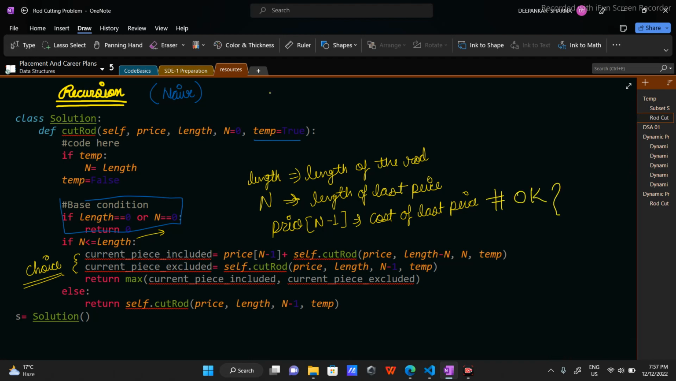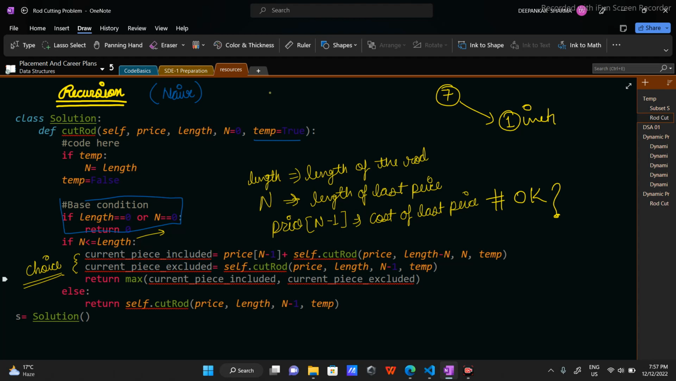So what's happening here? If the length of the last piece is less than the length of the rod that I am remaining with, like, I had the choice of including a 7 inches piece. So what am I left with? I'm left with 1 inch. Then again, I will check if I could include another piece in this 1 inch length piece or not. So if the length of that piece is 1 inch long, then I will have the choice. Either I will include it or I will exclude it. Otherwise, I have to exclude it, because I cannot have it there.